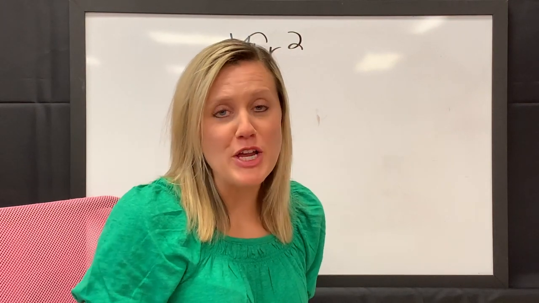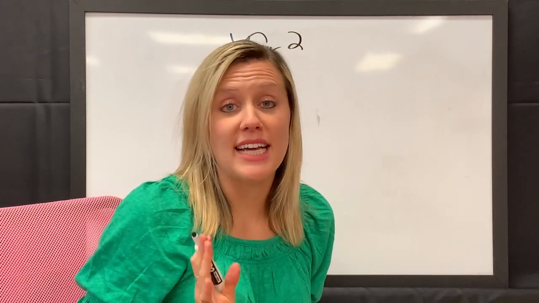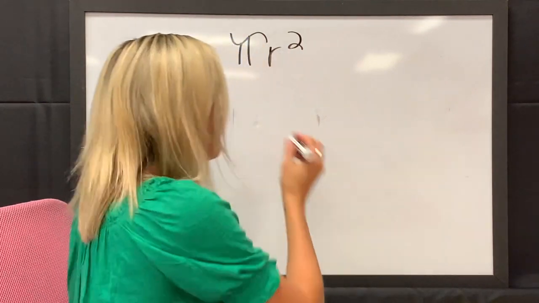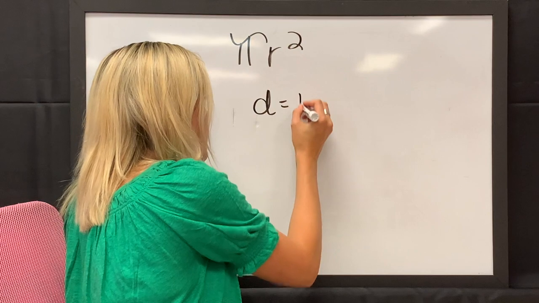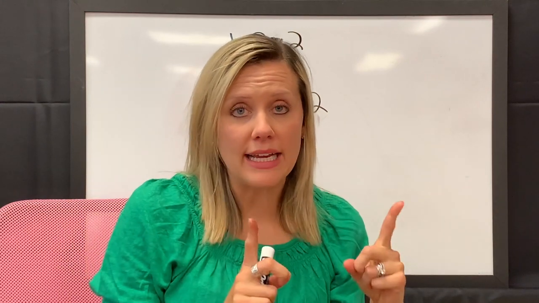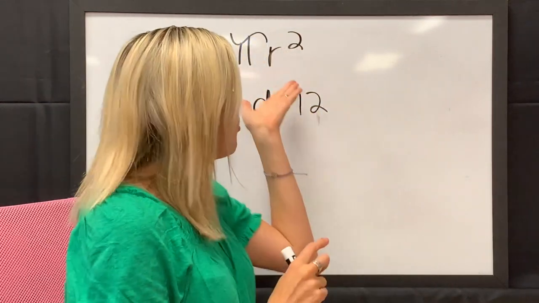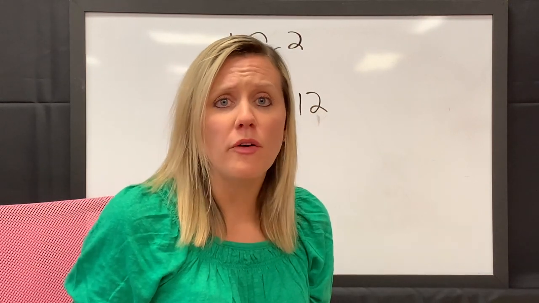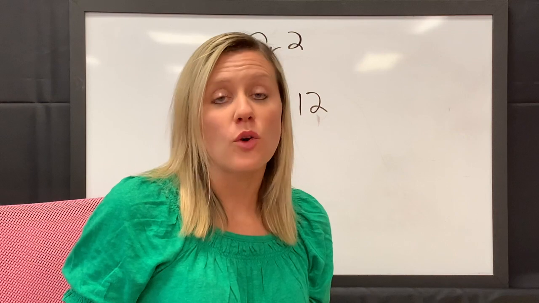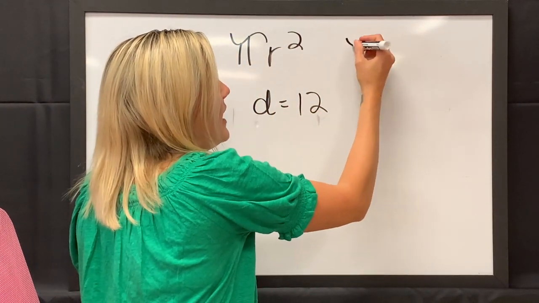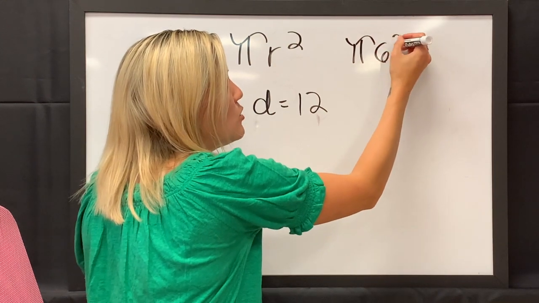Okay, let's pretend this time you're not given a radius, but you're given a diameter. Let's pretend you are told the diameter equals 12. Now, if you remember, a diameter goes all the way across the circle, and a radius only goes halfway. So in order to use this formula, I've got to cut that diameter in half, and 12 cut in half is 6. So I'm going to use the number 6 when I'm doing this.